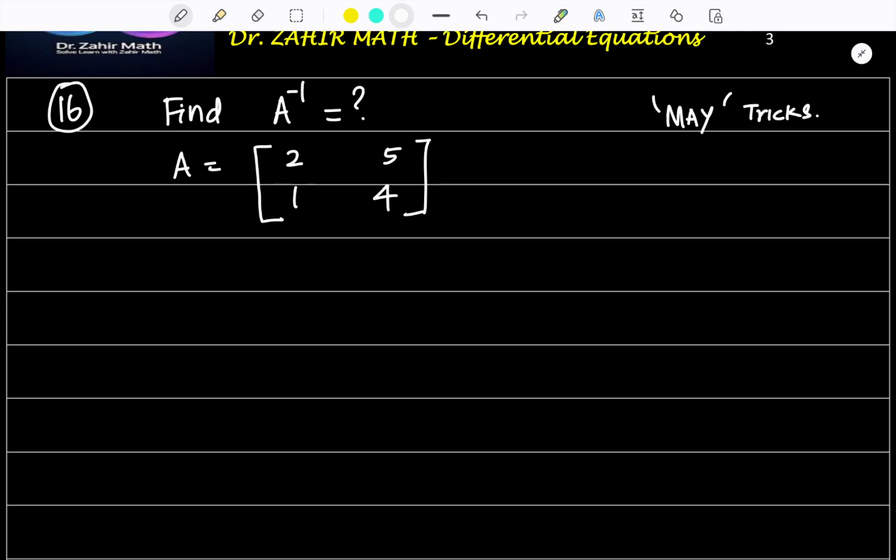Okay, right. Now we are going for the formula. What is the formula we are going to do? Sorry, step number 1, we are going to find the determinant of A, right? Before that, let us get the answer from the calculator, okay?